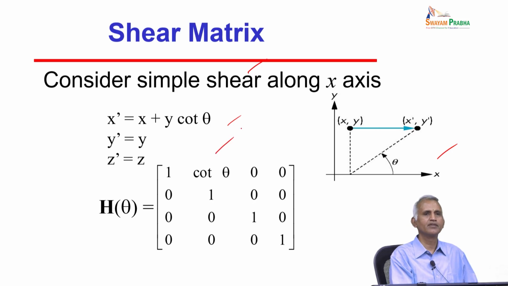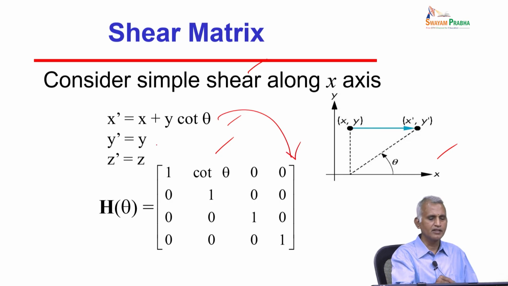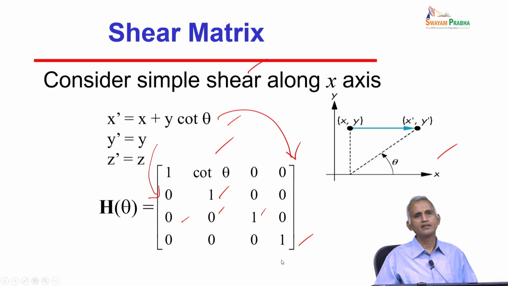Then the corresponding H of theta is 1, cot theta, 0, 0; from the first equation we can write it in terms of the matrix. In the second equation, there is no x and no z, only y, therefore we put 1. For the third line of the matrix, there is no x, no y, only z, therefore the coefficient is 1, and we are putting in the fourth dimension, therefore last we put 1, so that we can convert the given linear expression into matrix form. So, this is called an affine matrix. So, we can go from an affine transform to an affine matrix.